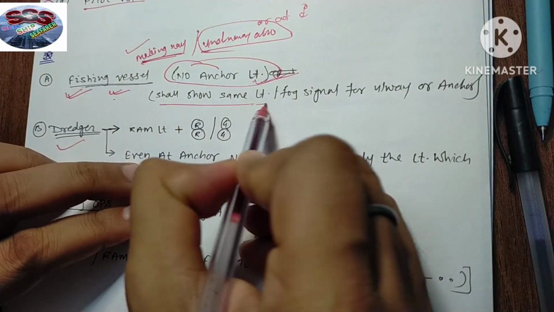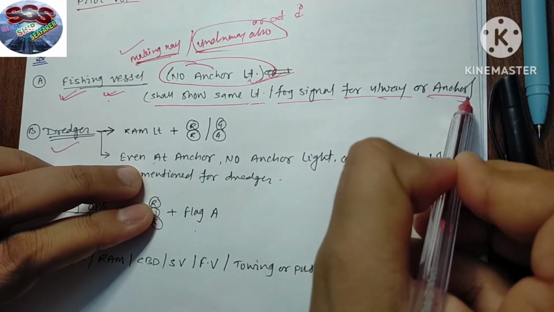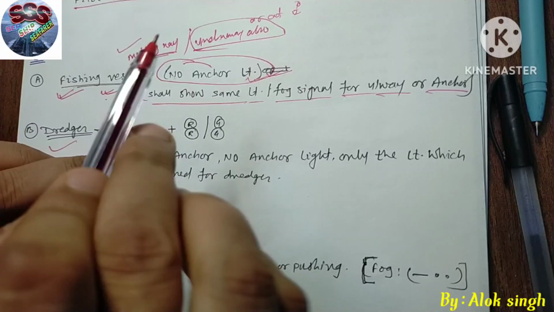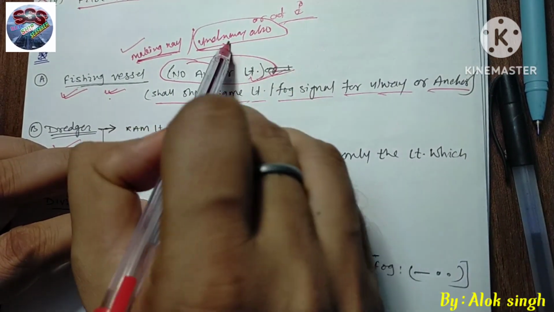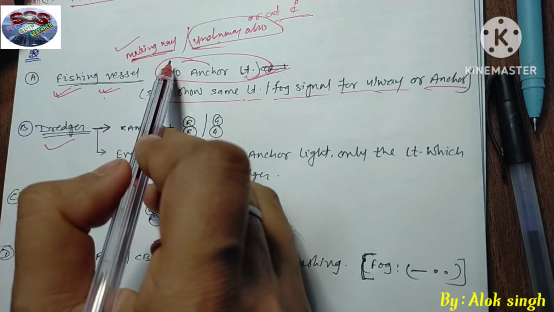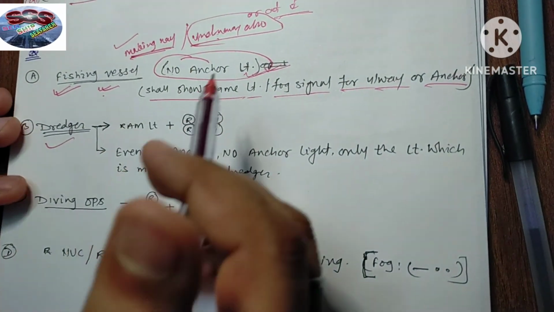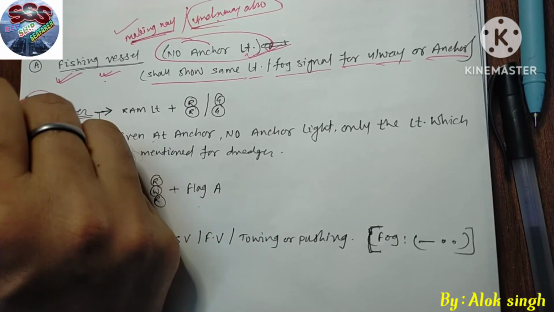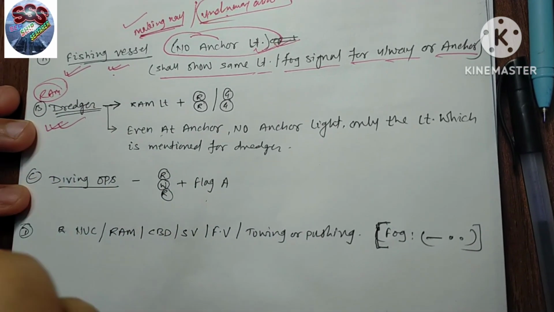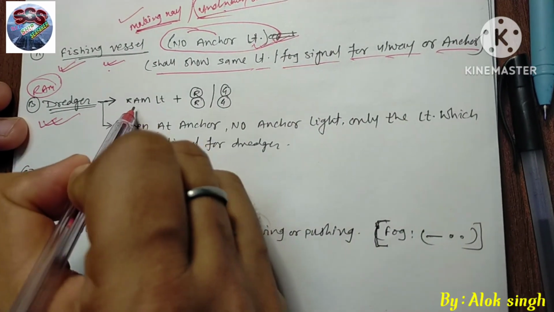So it shall show the same light and fog signal for underway or at anchor. Because there is no special anchor light for this vessel, whenever we say underway, we must say underway or at anchor. Or if it is showing side lights and stern light, we will have to say just making way. Again, for RAM, if you come to the case of RAM, the dredger is there, especially the dredger. Make it clear here.